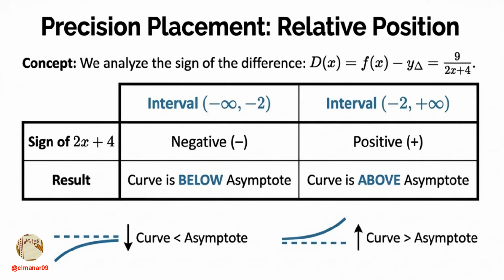See those arrows at the bottom? They tell the whole story. If the difference is less than 0, the curve is under the line. If it's greater than 0, the curve is over the line.